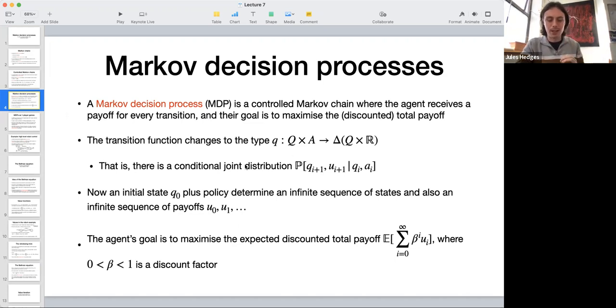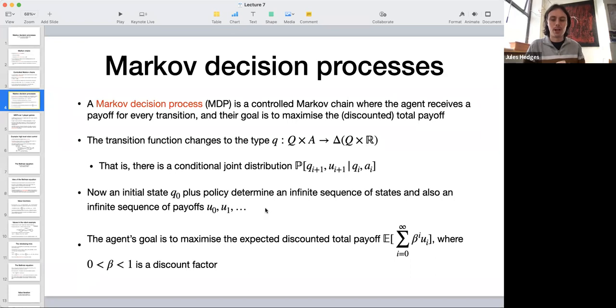So that is to say we have a conditional joint distribution of the next state and the payoff given the current state and the action. So what this means is now if we have a choice of initial state and a policy, this thing is going to stochastically generate two things, an infinite sequence of states and also an infinite sequence of payoffs. And remember, the Markov property still holds here. So both the next state and the next payoff are conditionally independent of whatever happened in the past, given the present.